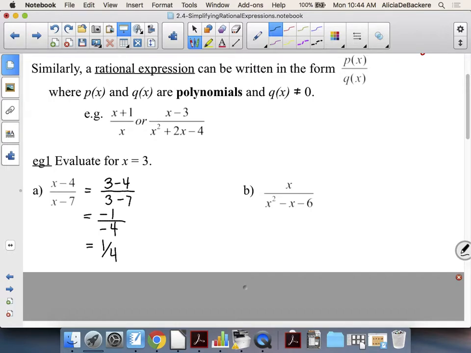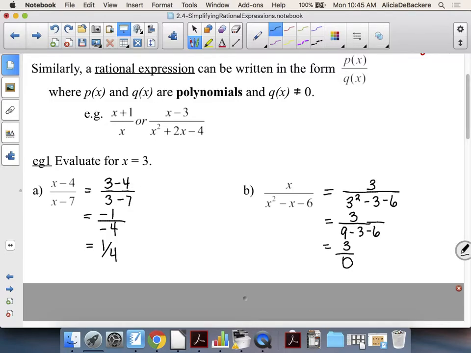Moving on to part B, again, I'm substituting in x equals 3. And then the bottom has subtraction. So again, I can't use any tricks here. I actually just have to figure out what it equals. So 3 on the top, and then on the bottom here, I get 9 minus 3 minus 6, if I do that exponent first. And that simplifies to 3 over 0. Now, I can't divide by 0. So I know that this expression would be undefined.